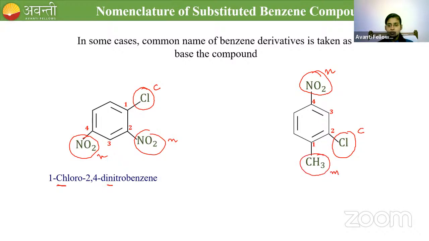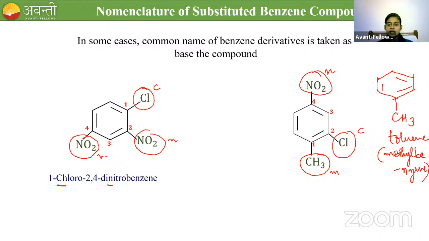What is the name of this compound? The benzene ring attached with CH3 has one more name also, which is called toluene, or it is called methyl benzene. Just now we have discussed, right? The two names for some compounds. So toluene or methyl benzene. Keep this in mind and start naming the compound. What could be the correct name of this compound?